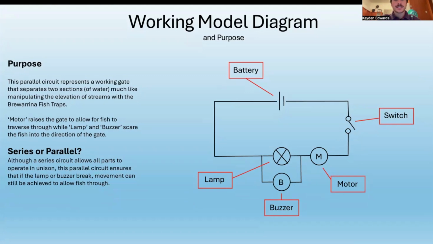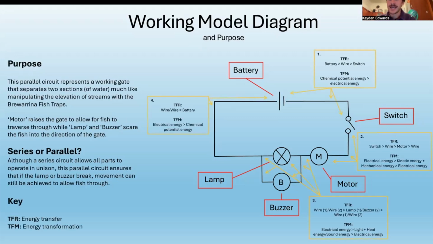So as you can see, this is my working model for my diagram. You can see my labeled parts of the diagram and read the purpose and the series or parallel. I chose parallel because I didn't want one tool from my model to essentially destroy the entire model. So I've created a parallel which allows either the buzzer or the lamp to be, I guess, a bit of a fall guy for the other one, which allows the entire model to operate. But feel free to have a read.